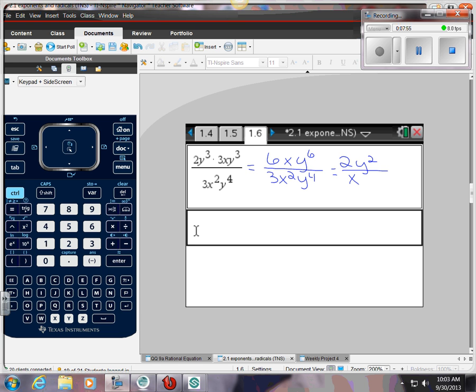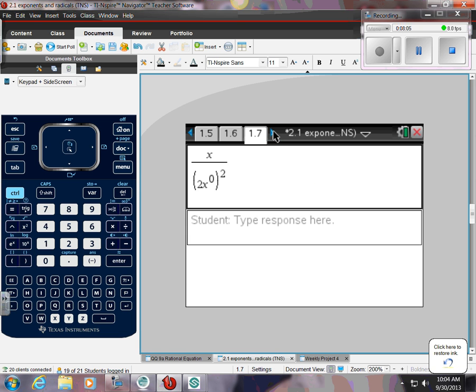That's it. Easier than you thought? Okay, stop trying to overcomplicate things, guys. Trust your gut. Ready to try another one? Okay, give it a shot.